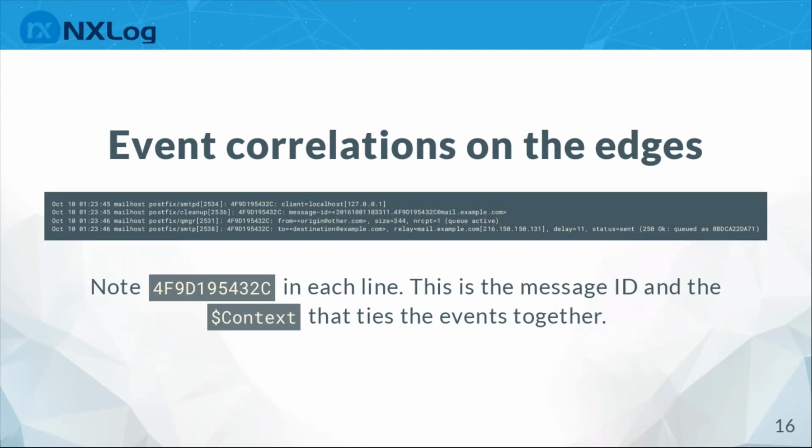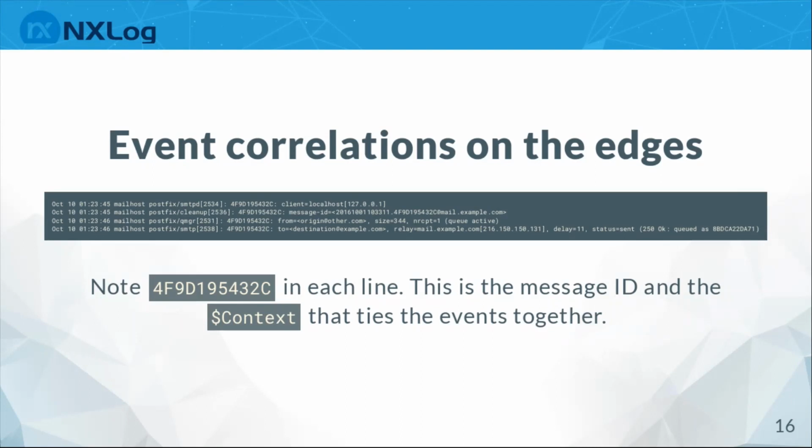If you've never messed with postfix before, it can be a little convoluted at times. If you wanted to track the path of one message through the system, it's going to touch several processes along the way, and the only way that it ties together is with the message ID. In these examples, we've got the SMTP daemon, the cleanup, queue manager, and SMTP, and each of these share the message ID of 4F, 9D, etc.